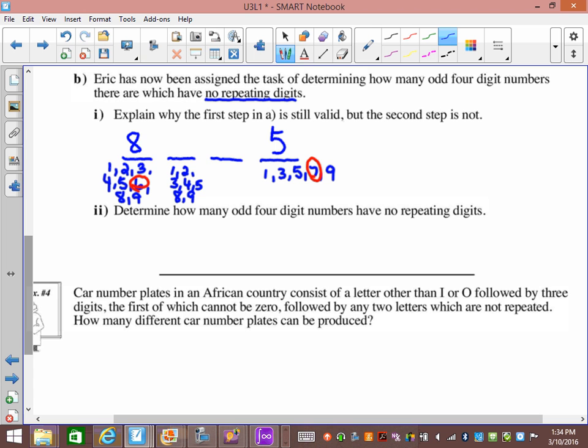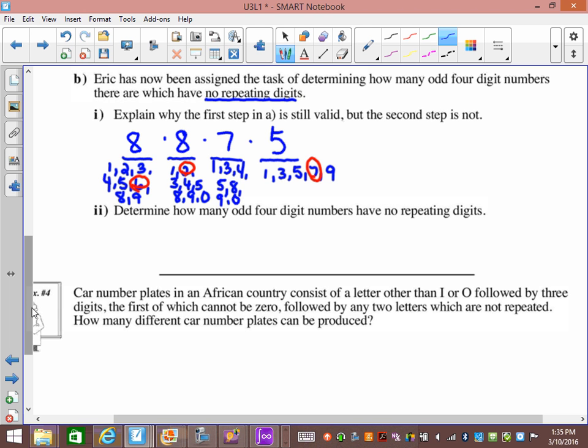But you forgot that we didn't ever use 0. Because we didn't have the option of 0 back here. 0 would make it even. We didn't have the option of 0 here because we can't start with a 0. It would be a 3-digit number. So you have to remember to include the 0 back in over here. So we actually have 8 options again. Now I'm going to pretend to keep the 2. So now I have 1, 3, 4, 5, 8, 9, 0. So I have 7 left.